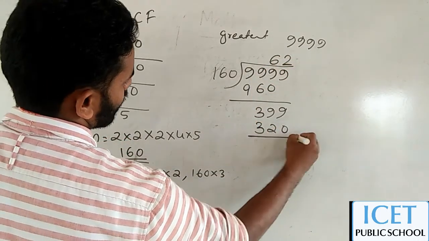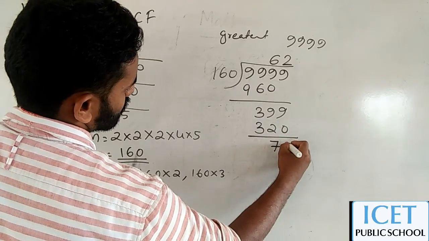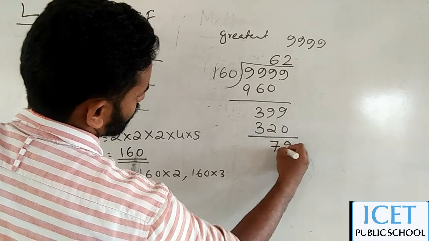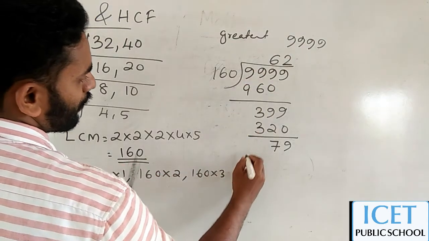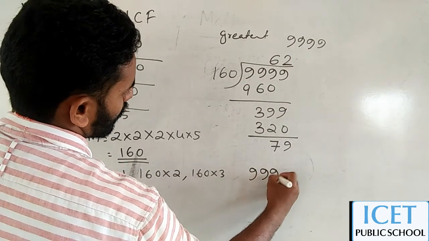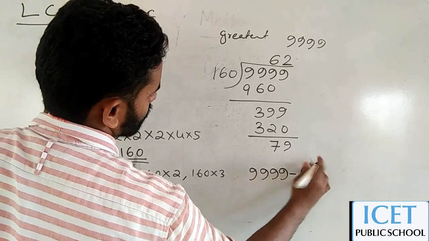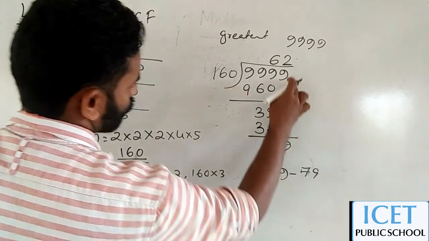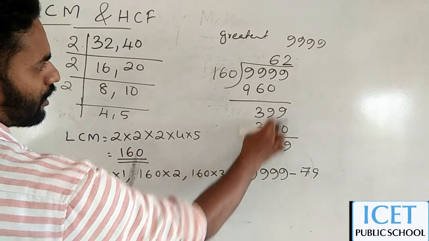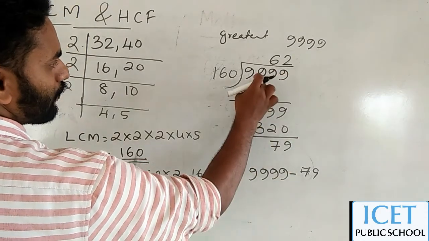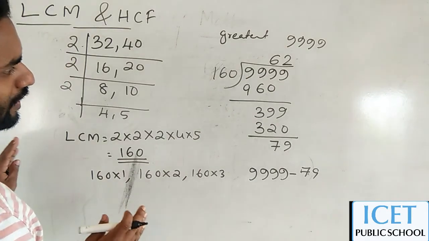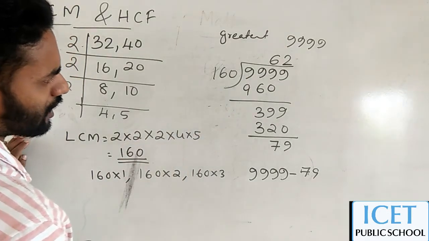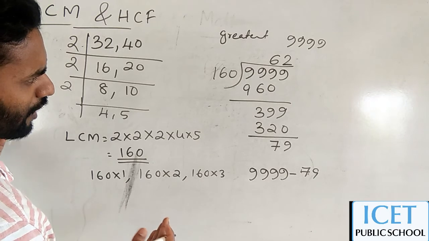320. Then subtract. We have got 79. Right. So if I subtract 79 from 9,999, that is the remainder. If I divide 79 from 9,999, that is divisible by 160, right? Do you have any doubt?